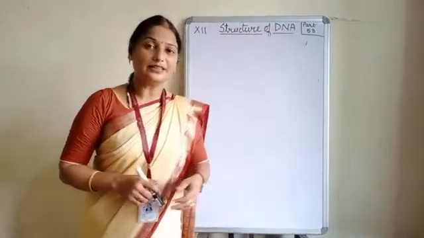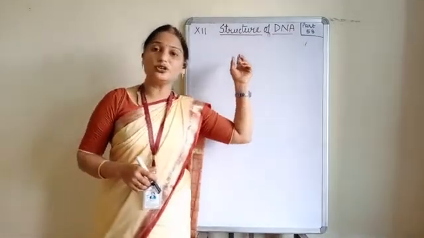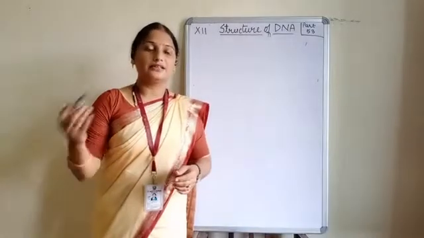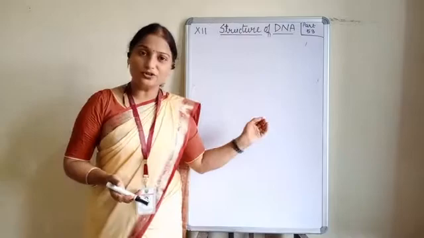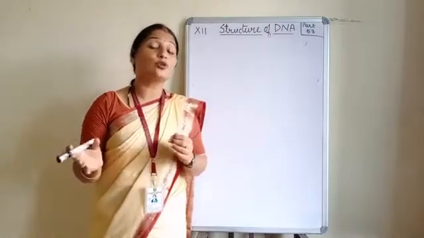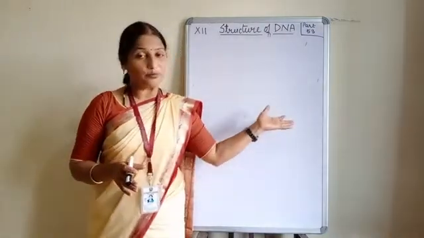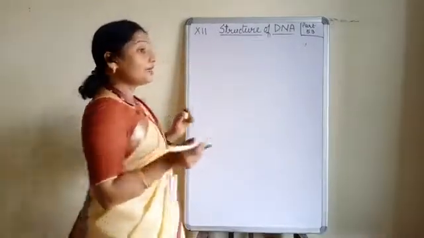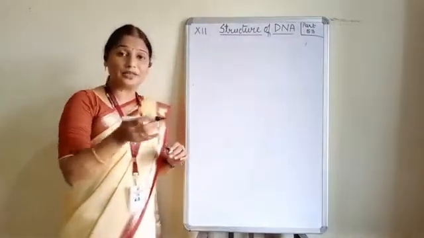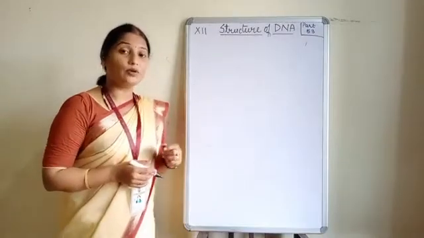Good morning, children. We are starting with the structure of DNA. In my previous lecture, we have already seen the structure of the nucleotide and how the nucleotides are joined together to form the polymer of the nucleotide. Now, see, what we have already discussed is the structure that was given by Watson and Crick.